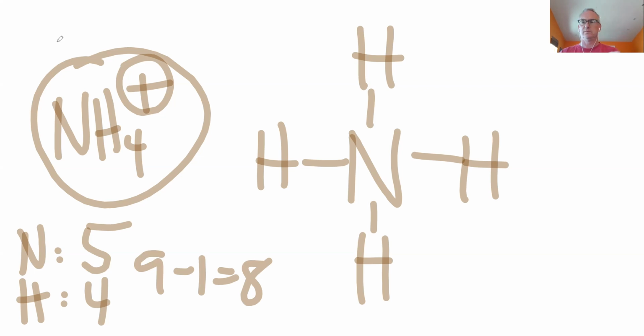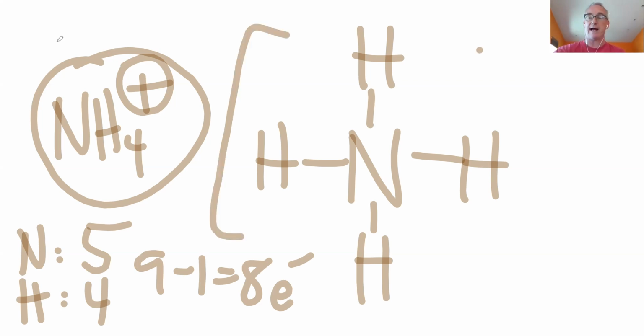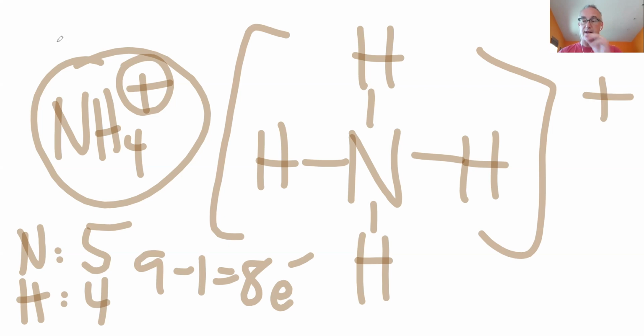So let's go around. How many electrons do we have in bonds? 8. So there are no electrons left over. So you're done. This is finished, and we would put a bracket around it and a plus. But where do you think the plus charge is in here? And how would we figure it out?